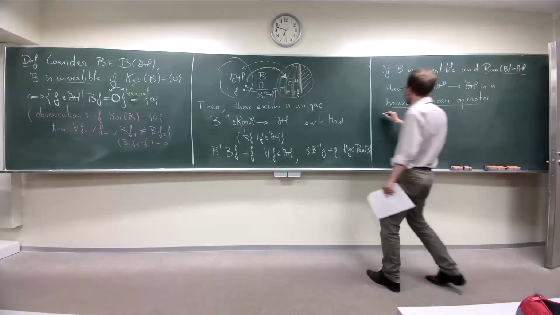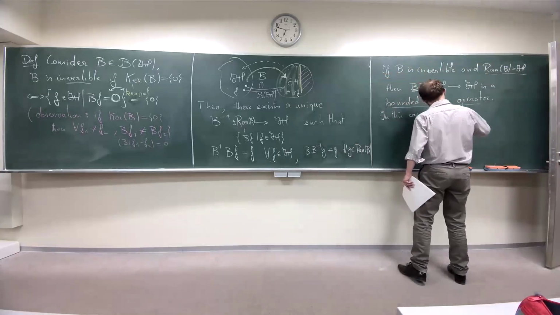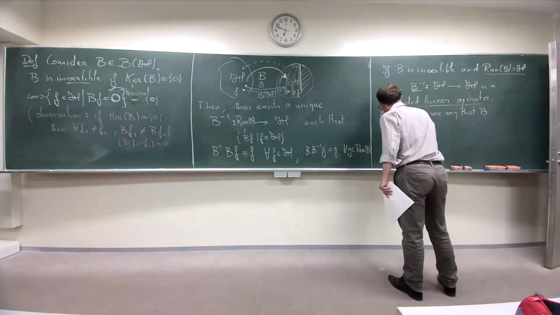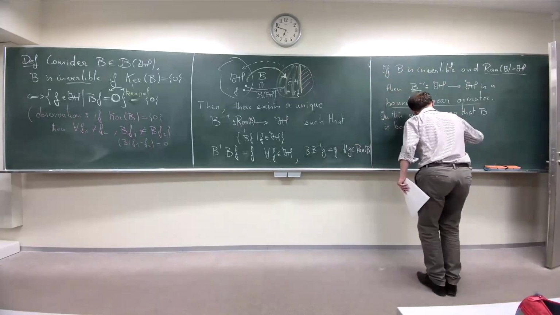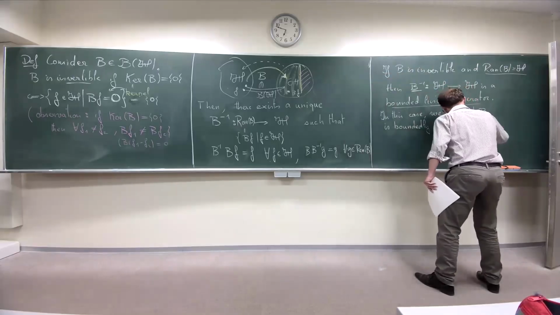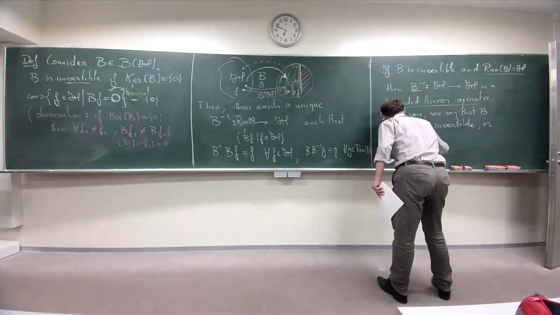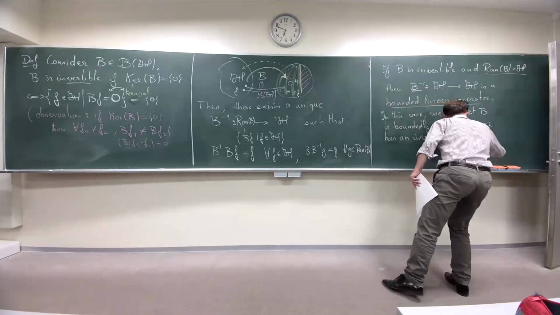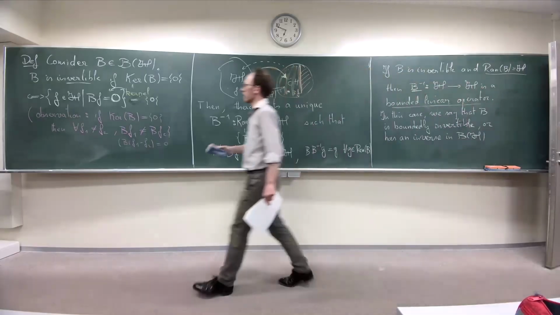So we say in this case that B is boundedly invertible, or has an inverse in B of H. These are the two expressions. But let me show you why it's not always the case.